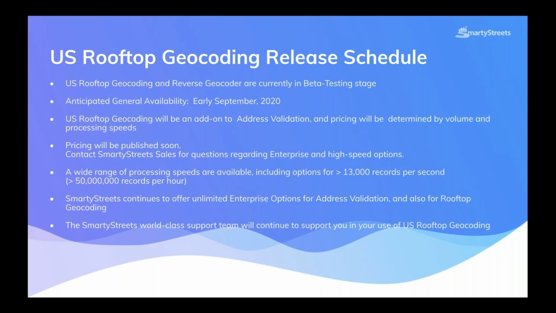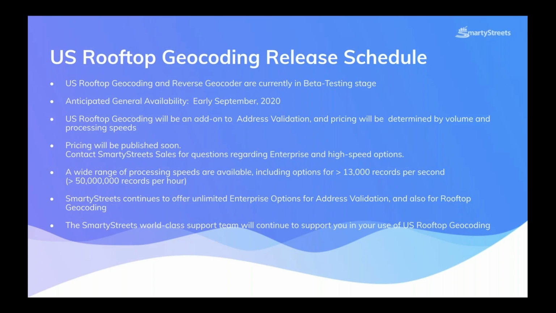The Rooftop Geocoding will be an add-on to address validation, and there'll be additional pricing that will be determined by volume and processing speeds. The pricing will be public and published soon. Contact SmartyStreets Sales if you have questions regarding enterprise and high-speed options or pricing questions. They'll probably be able to tell you a little bit right now, but those should be released very quickly.